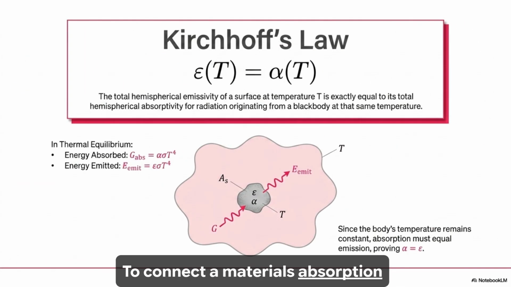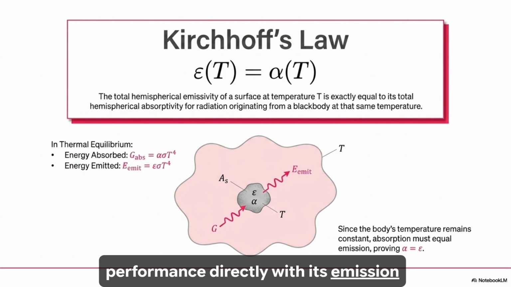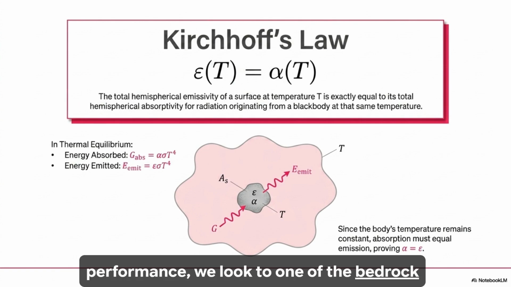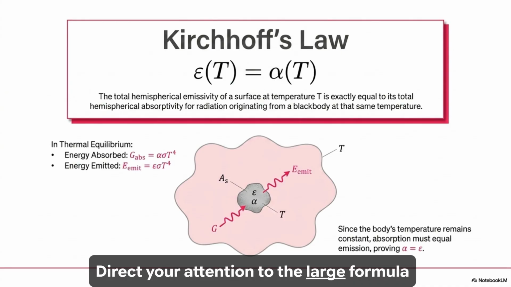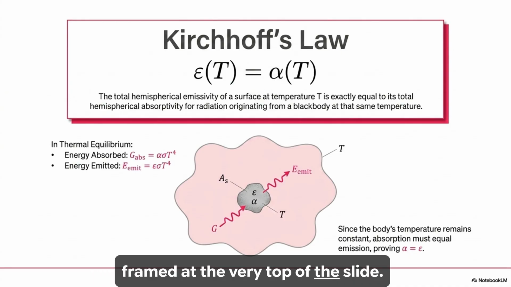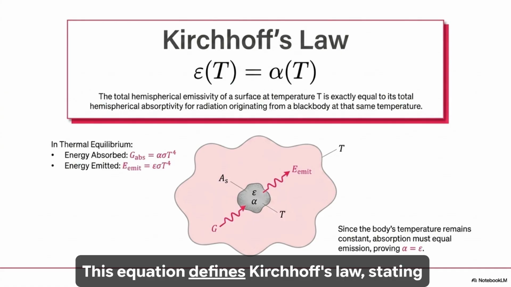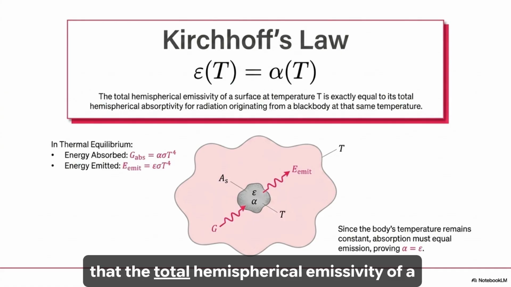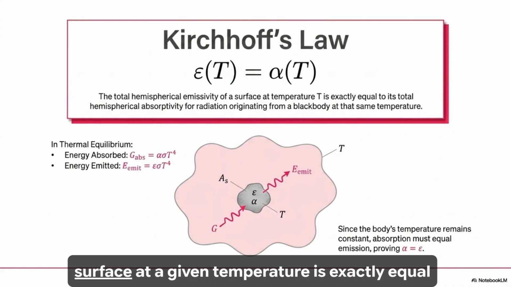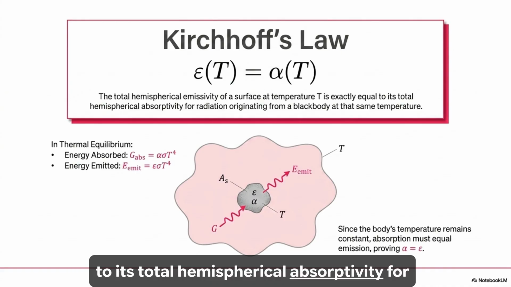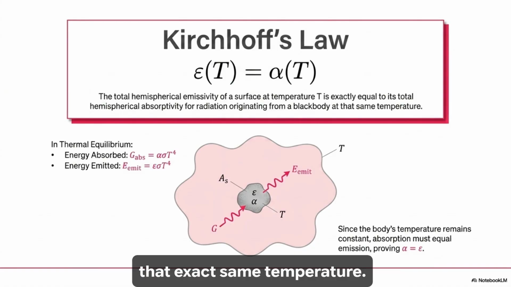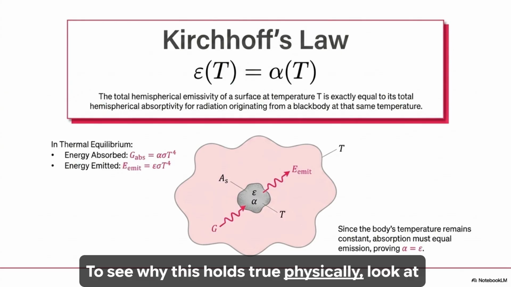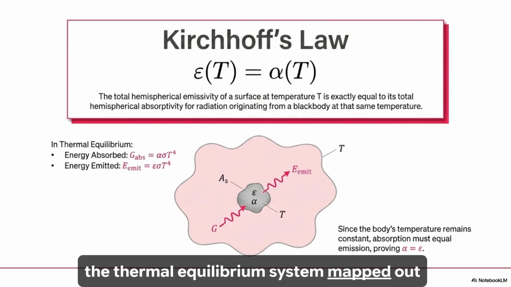To connect a material's absorption performance directly with its emission performance, we look to one of the bedrock laws of heat transfer, Kirchhoff's law. Direct your attention to the large formula framed at the very top of the slide. This equation defines Kirchhoff's law, stating that the total hemispherical emissivity of a surface at a given temperature is exactly equal to its total hemispherical absorptivity for radiation that originates from a blackbody at that exact same temperature. To see why this holds true physically, look at the thermal equilibrium system mapped out below.